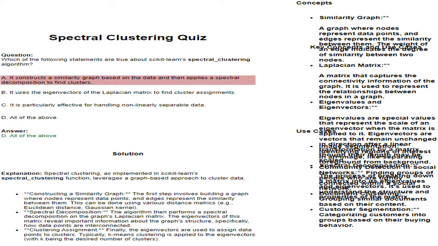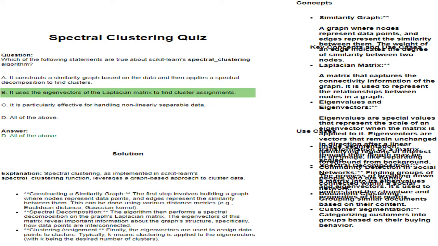A. It constructs a similarity graph based on the data and then applies a spectral decomposition to find clusters. This statement is correct. Spectral clustering begins by constructing a similarity graph where nodes represent data points and edges represent the similarity between them. The strength of the connection between nodes is determined by the chosen distance metric, e.g., Euclidean distance, Gaussian kernel. This graph representation captures the underlying data structure. Subsequently, the algorithm performs a spectral decomposition on the graph's Laplacian matrix, revealing information about the graph structure, specifically how data points are interconnected. Spectral clustering, as implemented in scikit-learn's spectral clustering function, leverages a graph-based approach to cluster data.